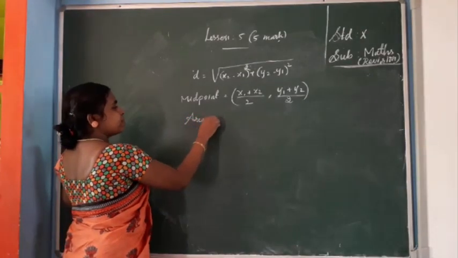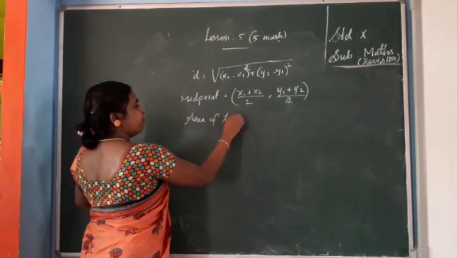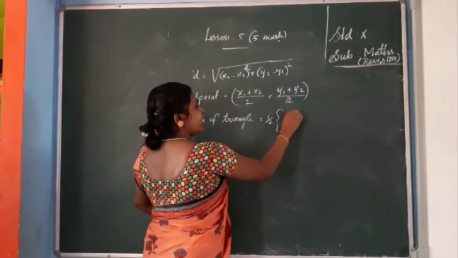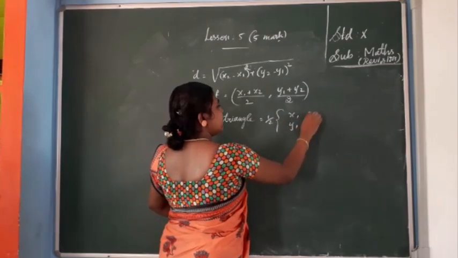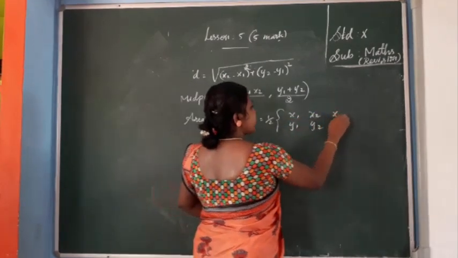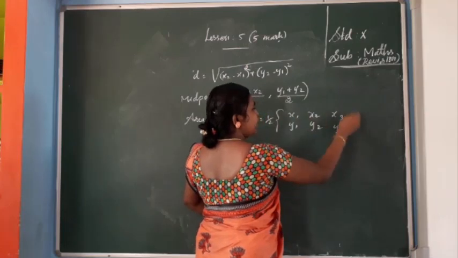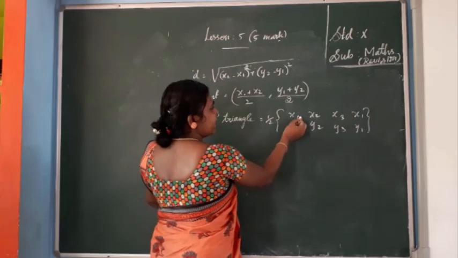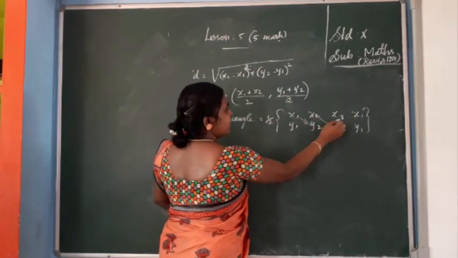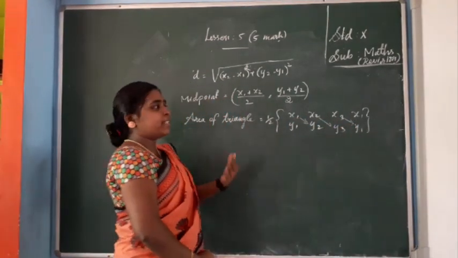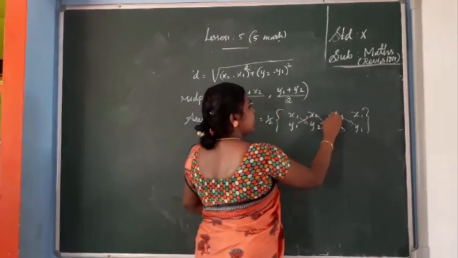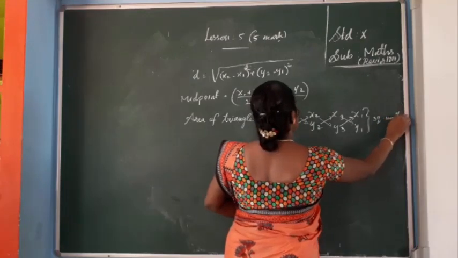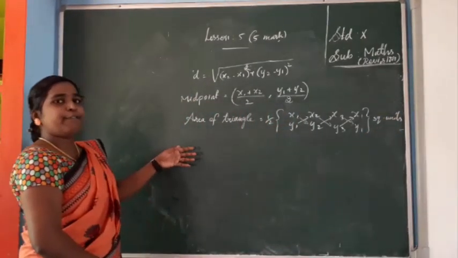Next important concept, area of triangle and area of quadrilateral. Area of triangle equals 1 by 2 into, we can use the short method: x1 y1, next x2 y2, x3 y3. Again you have to write the first element x1 y1. Then multiply first downwards. Next you put one minus. Next multiply upwards. We will get the answer. Square units also you have to write.